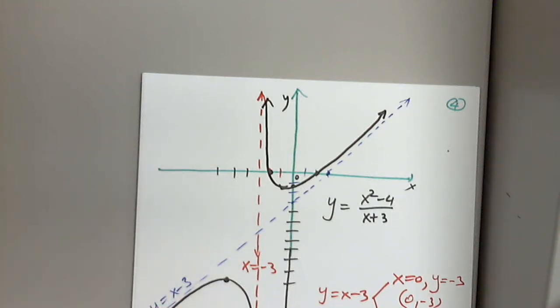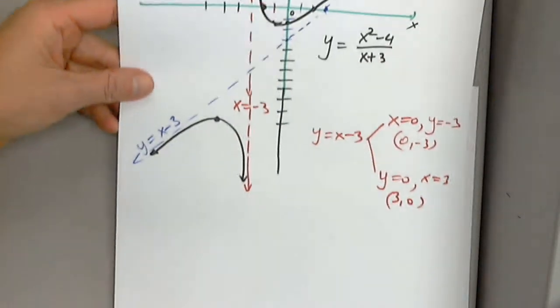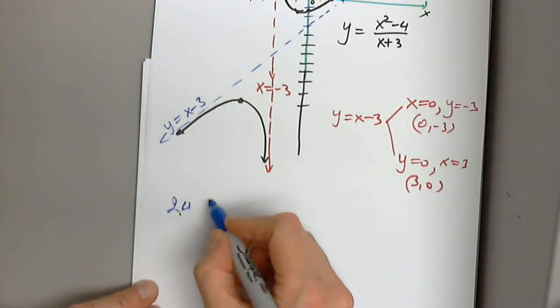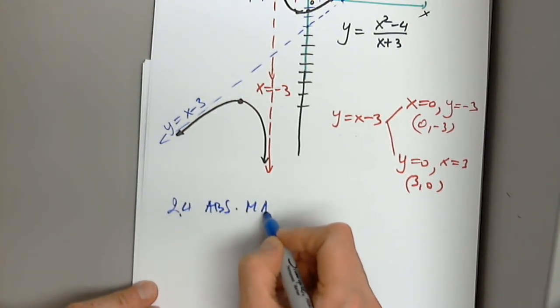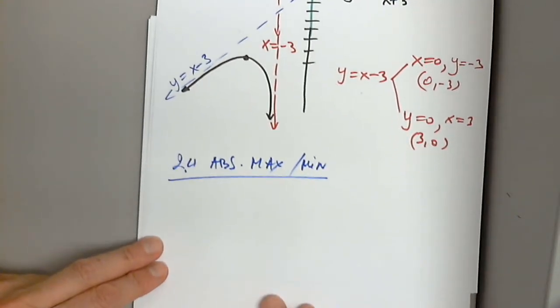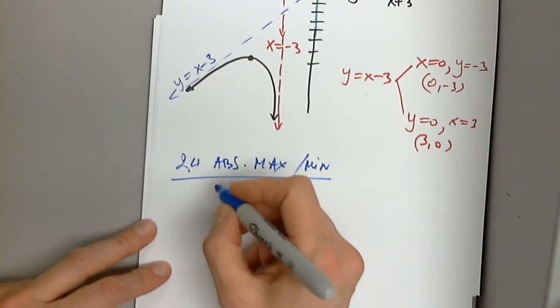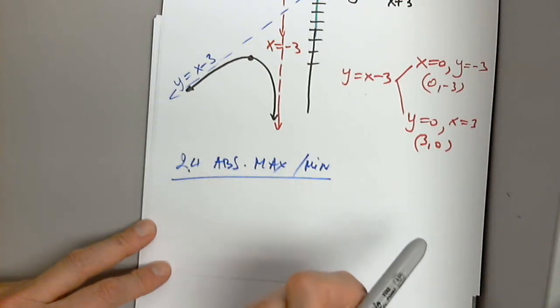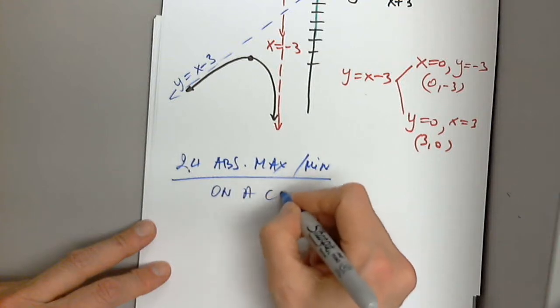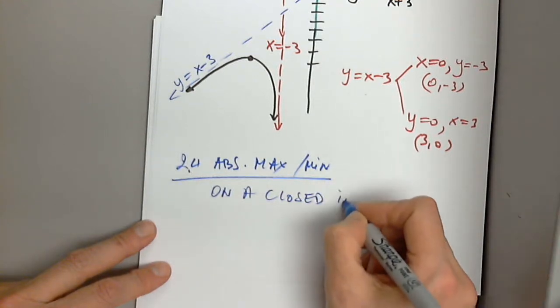Okay, so our next section deals with absolute max, absolute min. So let's take a look. 2.4. This is 2.4. Absolute max and min. We're going to look at first the possibility on a closed interval.